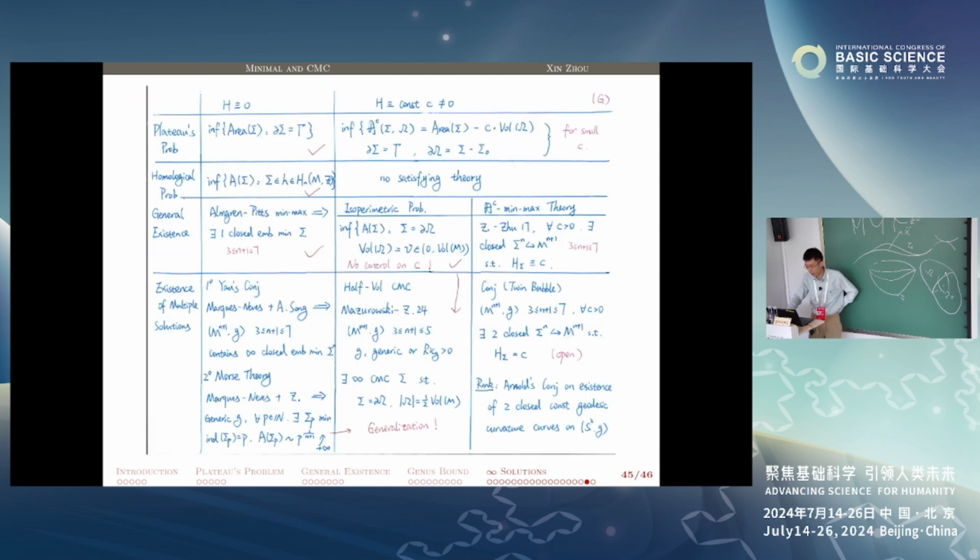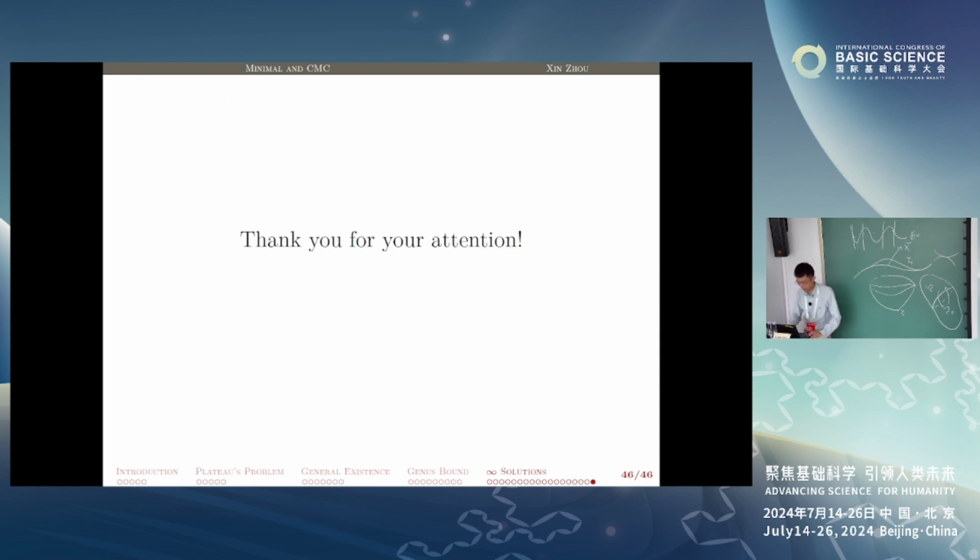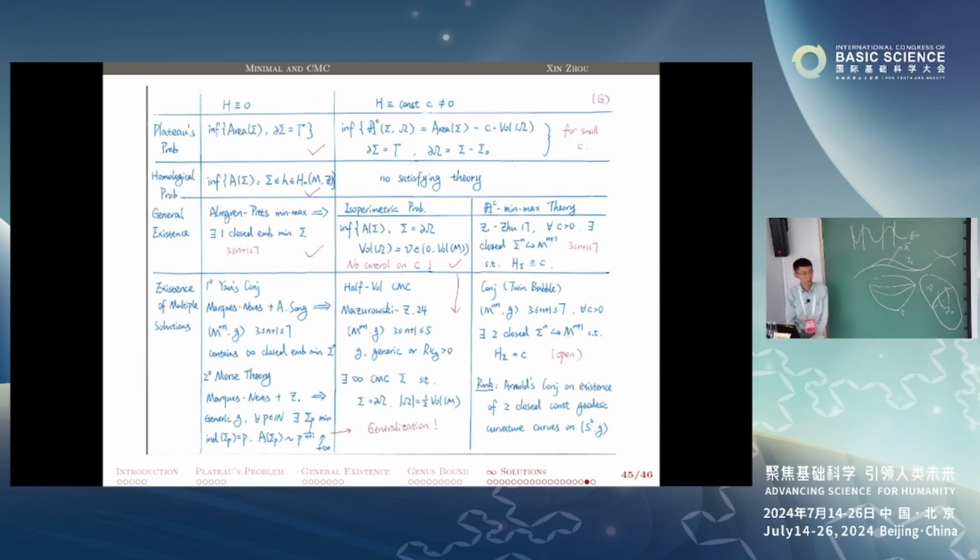Okay, so I think this is what I wanted to talk about. Let me just say, this is Yau's conjecture, and we have a very nice theory. If you do the prescribed mean curvature part, you have the twin bubble conjecture, which is open. And if you think about the isoparametric generalizations, we do have an interesting recent work. So I think I stop here. Thank you very much.